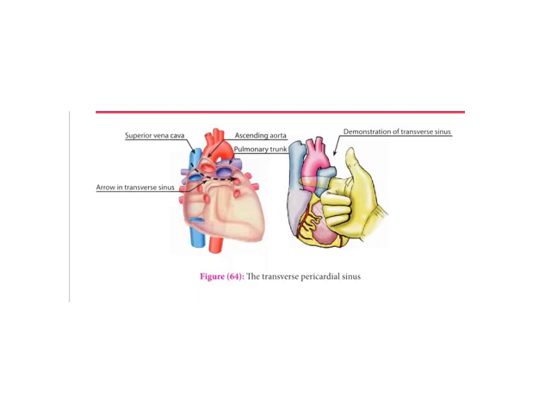To demonstrate the transverse sinus as we see in the figure, put your finger in the interval anterior to the superior vena cava and posterior to the ascending aorta and pulmonary trunk. This interval is a recess named the transverse sinus. What is the function of this sinus? The transverse sinus gives a space for the distension of the ascending aorta and pulmonary trunk during increased cardiac output, and the distension of the right atrium during atrial filling.